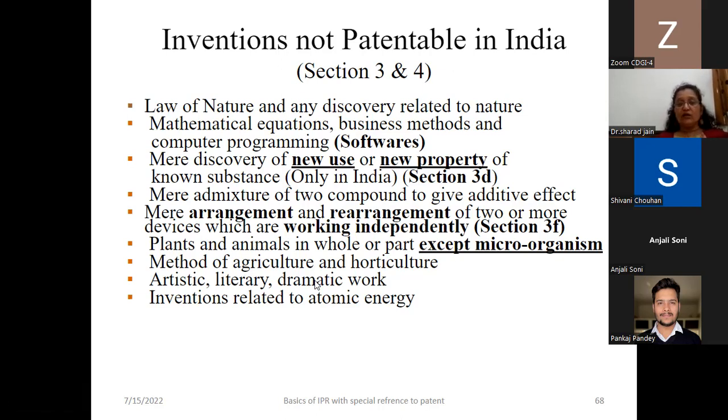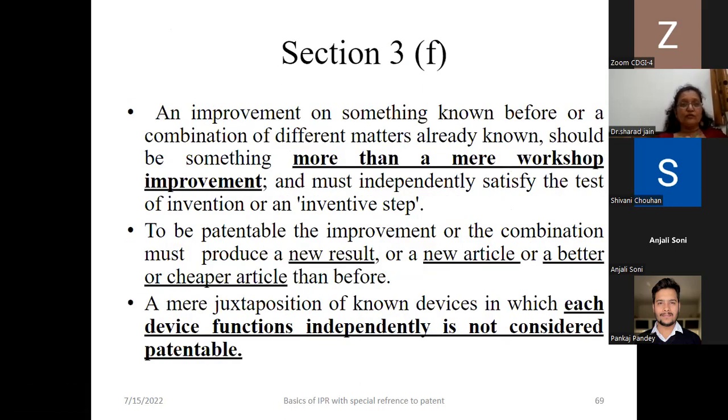Methods of agriculture and horticulture are not patentable. Artistic, literary and dramatic works are not patentable. They come under copyright, or some come under geographical indication or biological variety, but not under patents. Inventions related to atomic energy are also not patentable because this kind of research can cause harm to people and society.